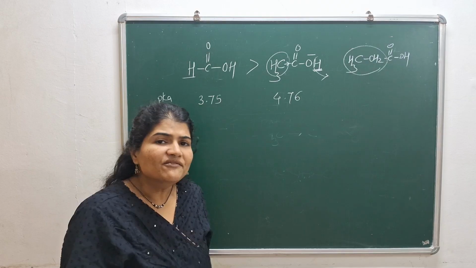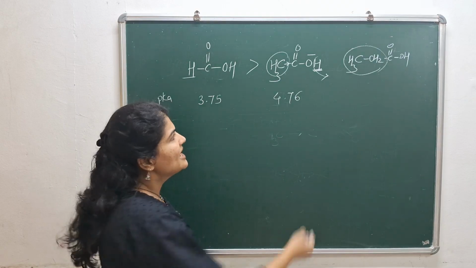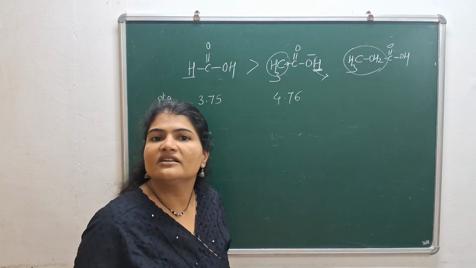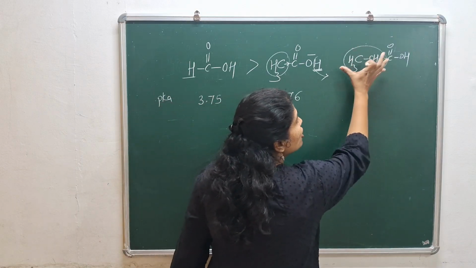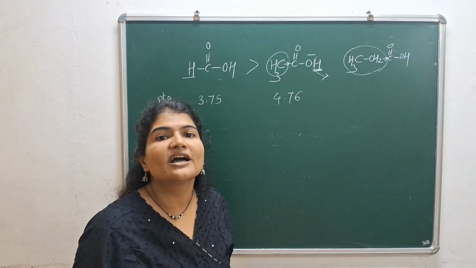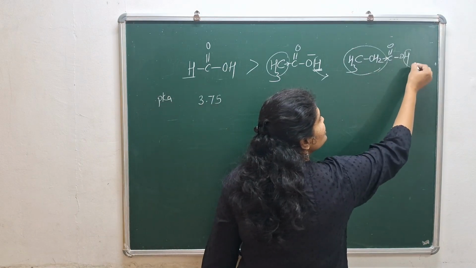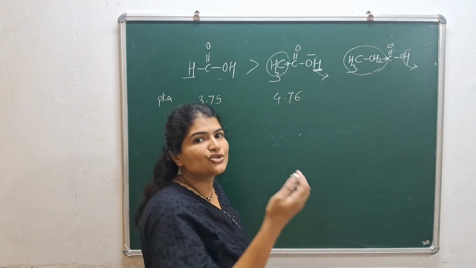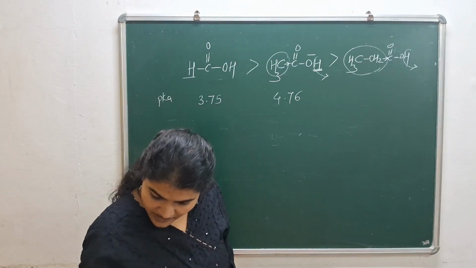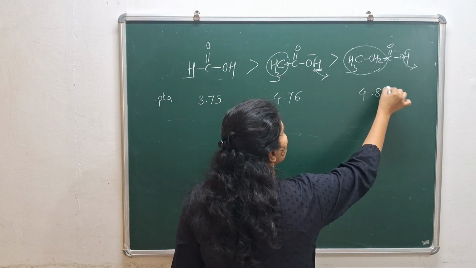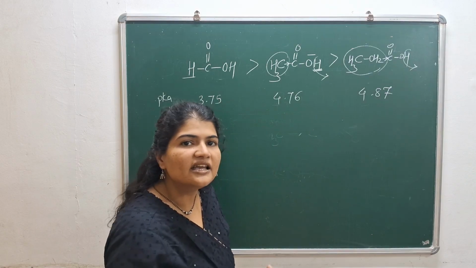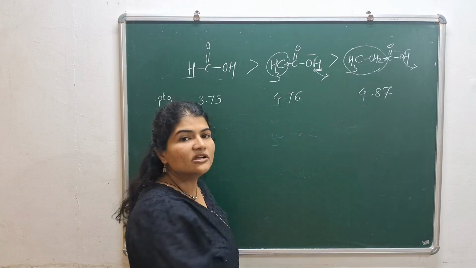Now moving ahead, when we increase the size of the alkyl group, as you can see in this case, as the size of the alkyl group increases, the positive inductive effect also increases, thereby pushing more electrons towards the carboxylate part, thereby increasing the negative charge on the carboxylate ion and thereby making the release of proton even more difficult. And so the acidity also drops in this case. We can confirm it from pKa; the pKa value is 4.87. As you can see, acetic acid has a lesser pKa value, meaning it is stronger than your propanoic acid.